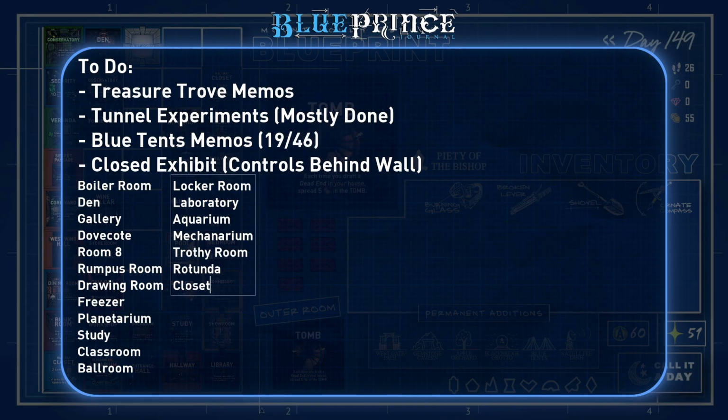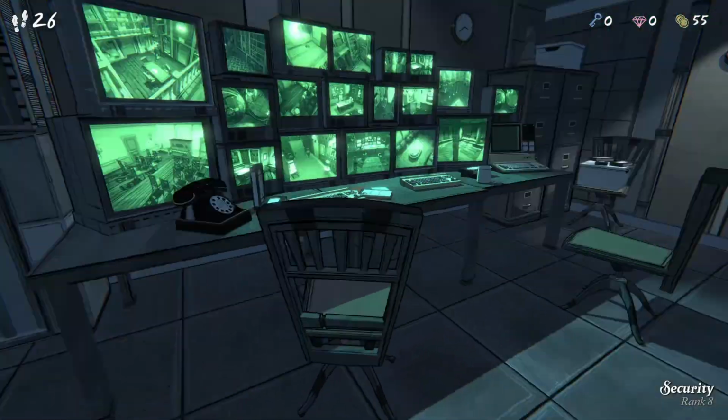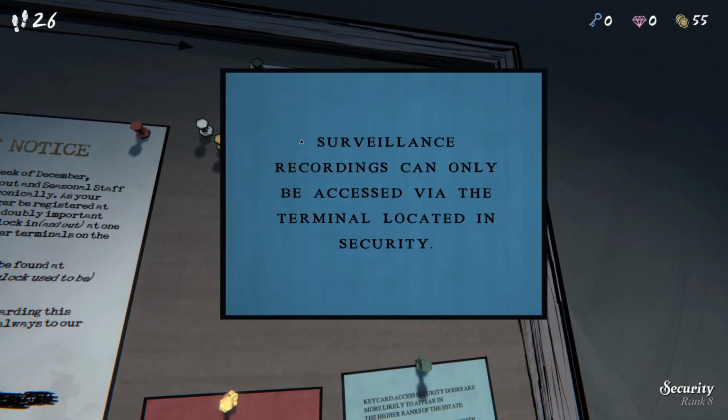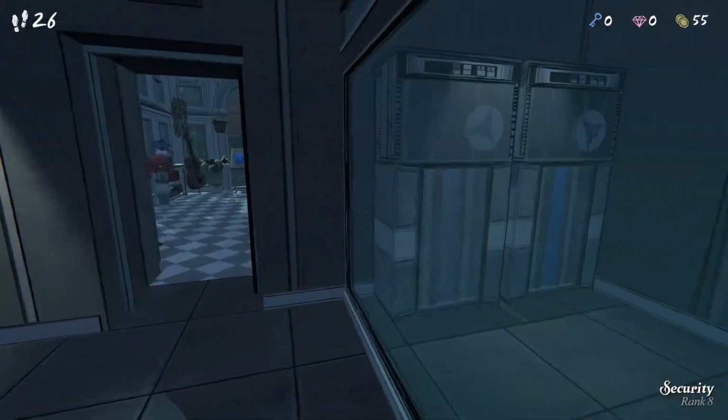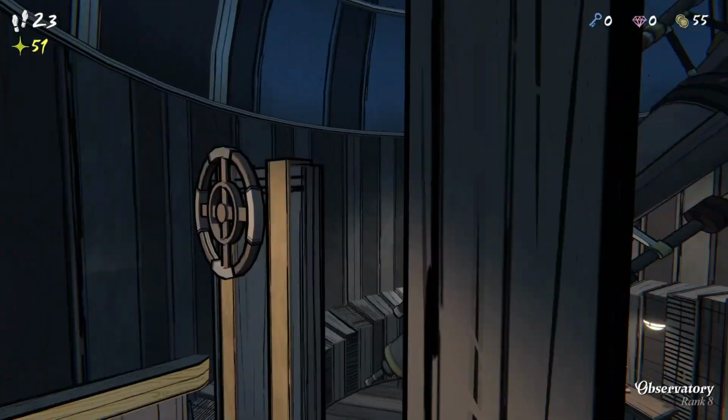Here we have blue tents. One second, there should be one in security. Here. Surveillance recordings can only be accessed via the terminal located in security. I already knew that. I see nothing up here. Except I do.